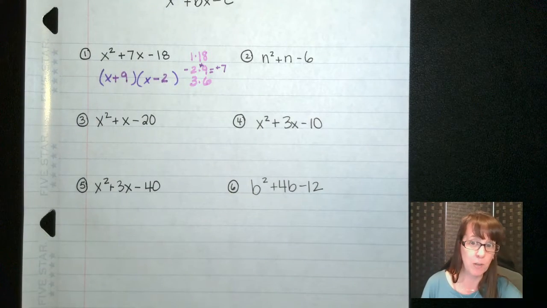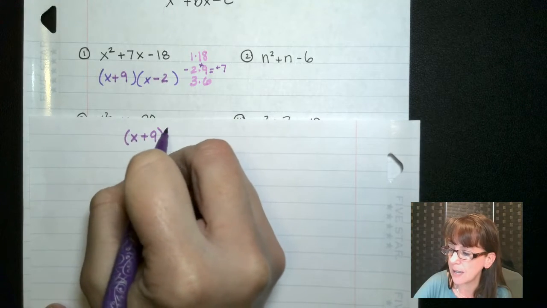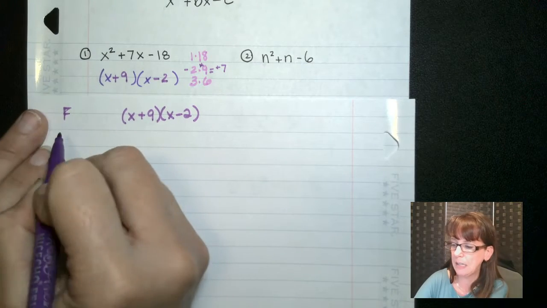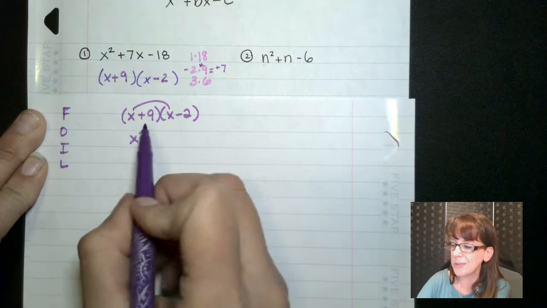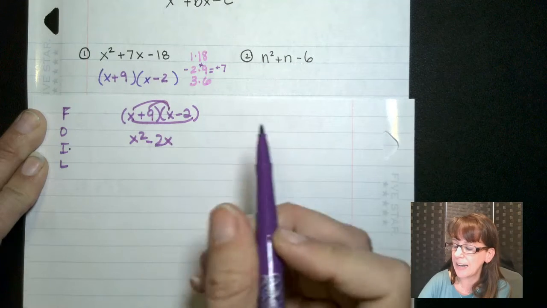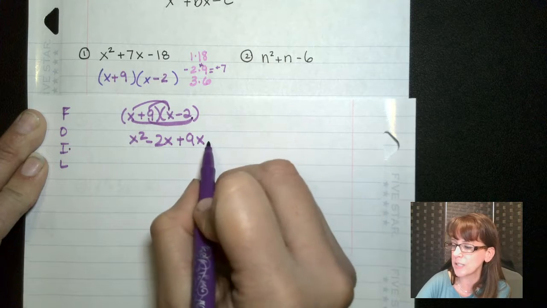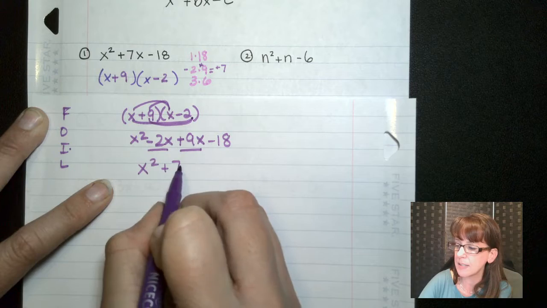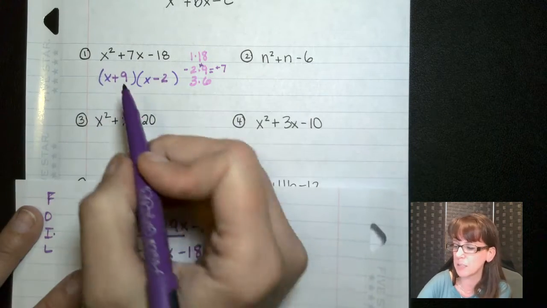Let's double check how that works out. So here's what we've got. x plus 9 times x minus 2. Let's use our FOIL method for this. Remember, first, outside, inside, and last. First, this times this, x squared. Outside, this times this is negative 2x. Inside is 9 times x, so plus 9x. And then last is 9 times negative 2, which is negative 18. Let's combine like terms here. We get x squared plus 7x minus 18. Is that what we started with? It absolutely is. So then we have factored this perfectly.